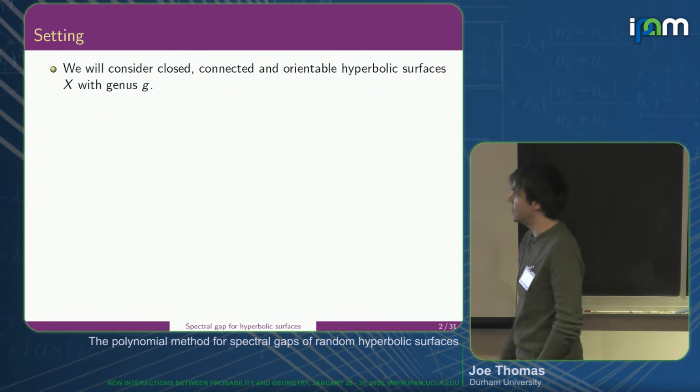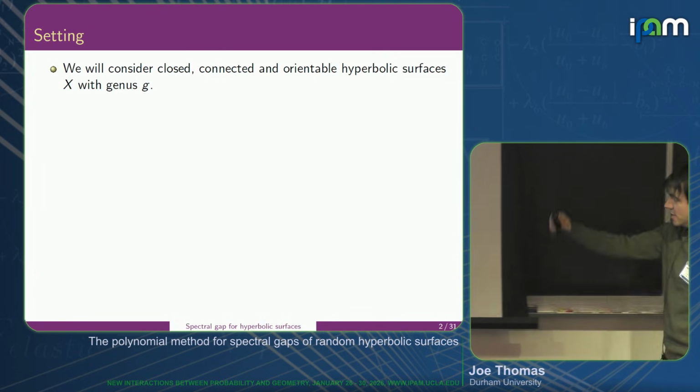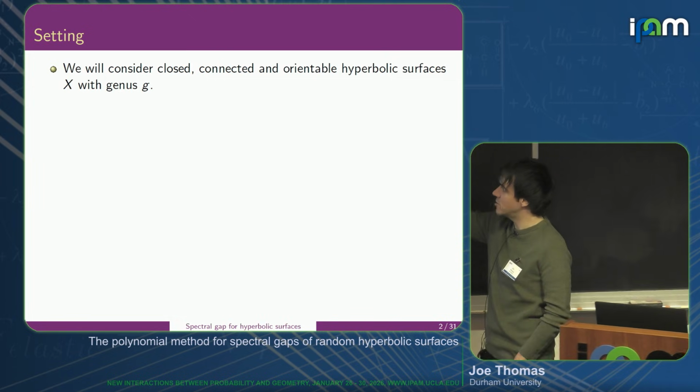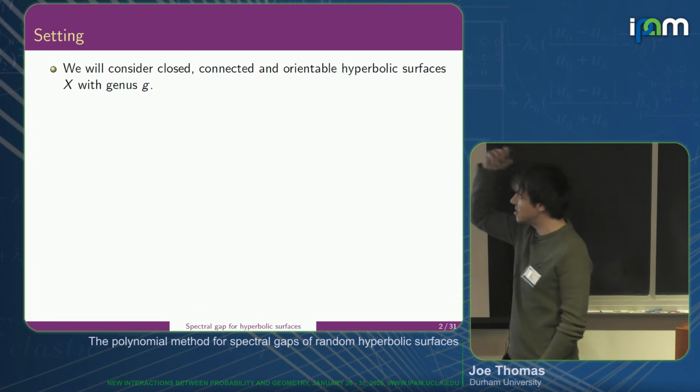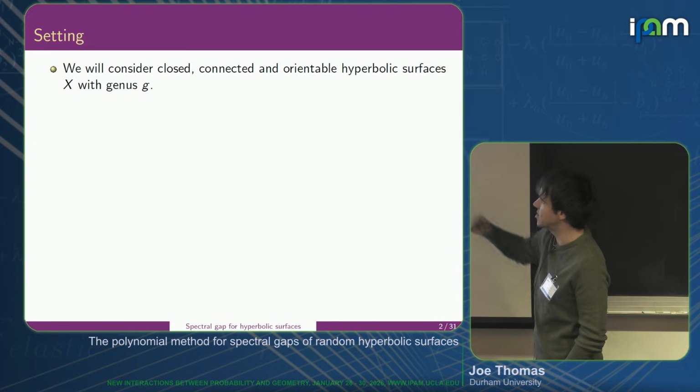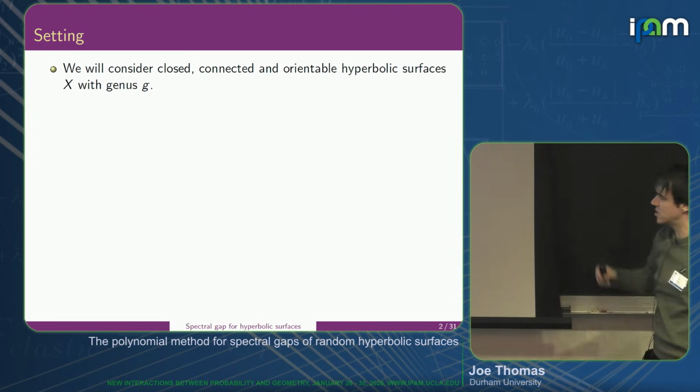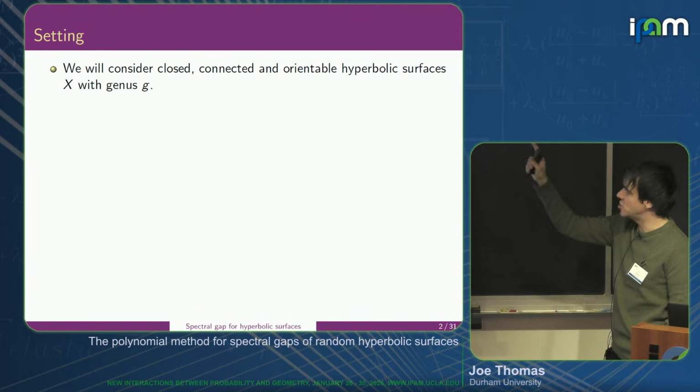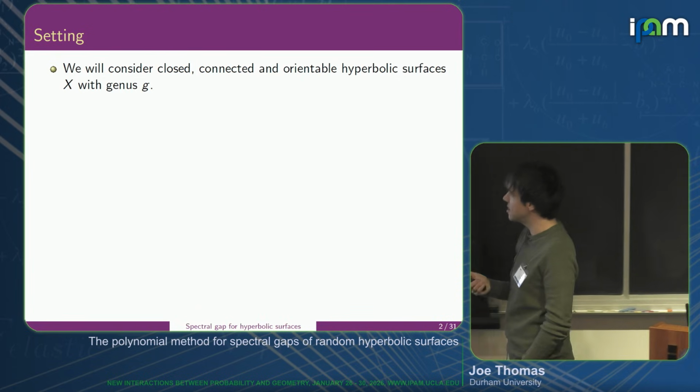So the scene's identical to what Min-Kun looked at. So it's just going to be closed, so compact, no boundary, connected orientable hyperbolic surfaces. Topologically, it's specified by some topological parameter, the genus g. For me, it's going to be at least 2, so we have a nice hyperbolic metric on these things.